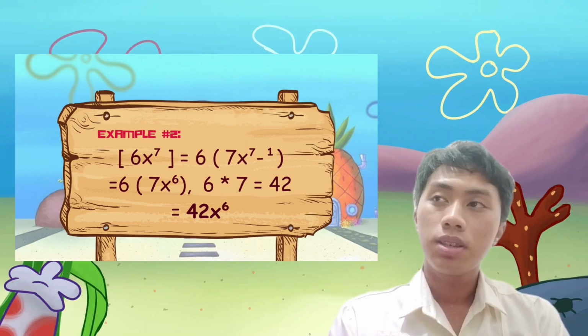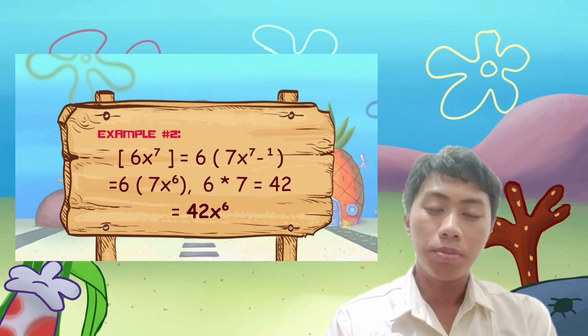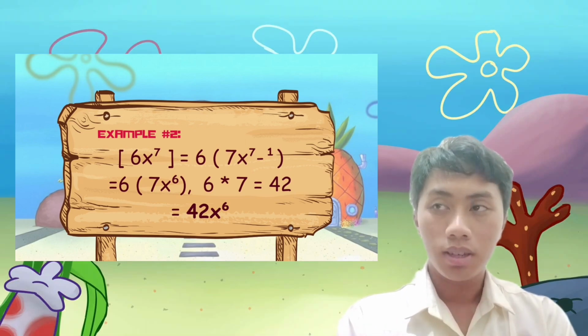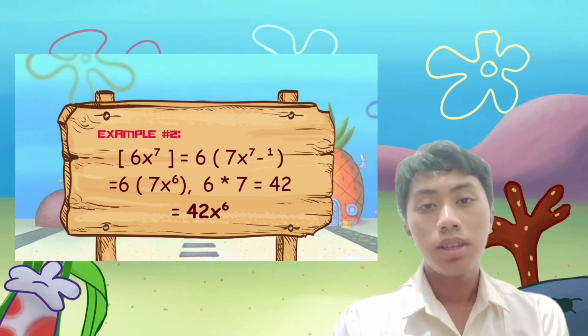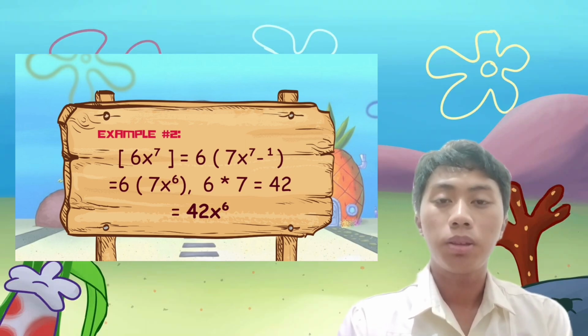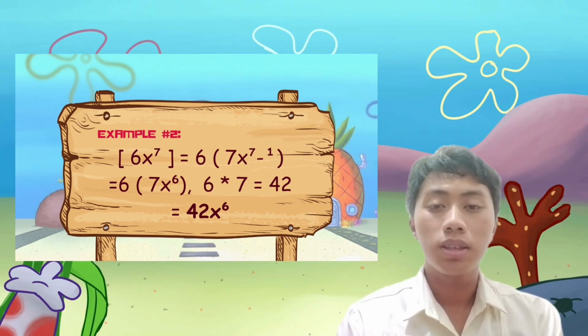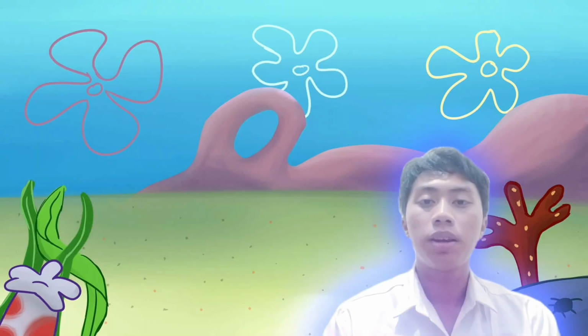Another example is, let's say, our f of x value is 6x raised to 7. Again, we firstly have to get its derivative, which will be 6 multiplied by 7x raised to 6. Then again, we have to multiply the constant to each other, so that will be 6 multiplied by 7, which will be 42. Then, combine the exponents with the constant, and that will be 42x raised to 6. And that is our final answer.